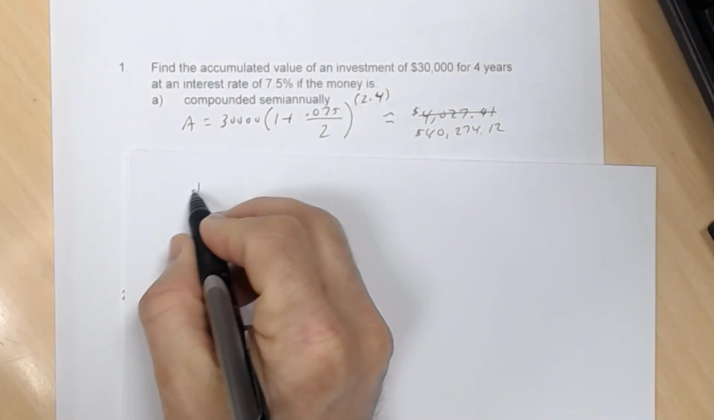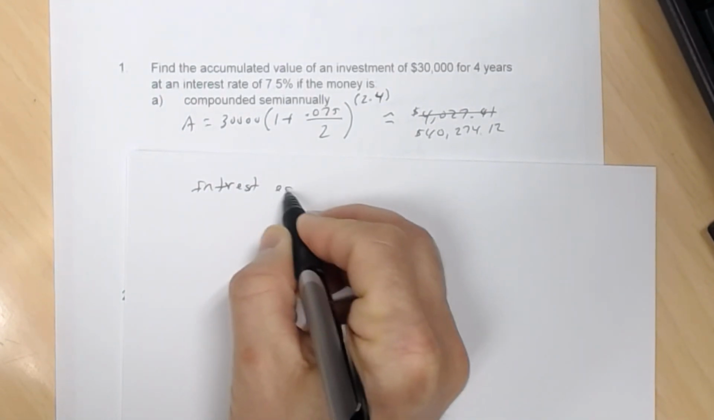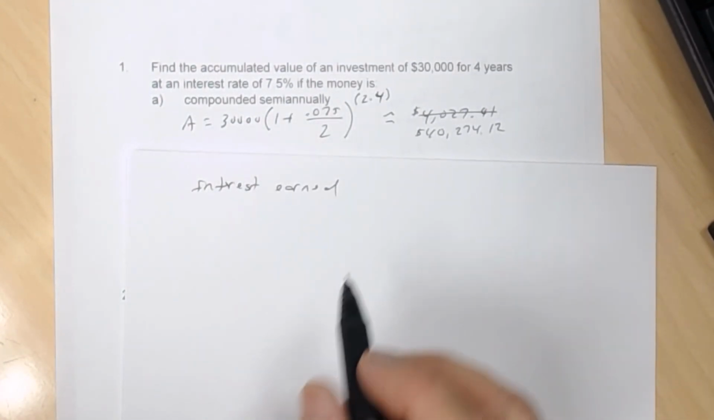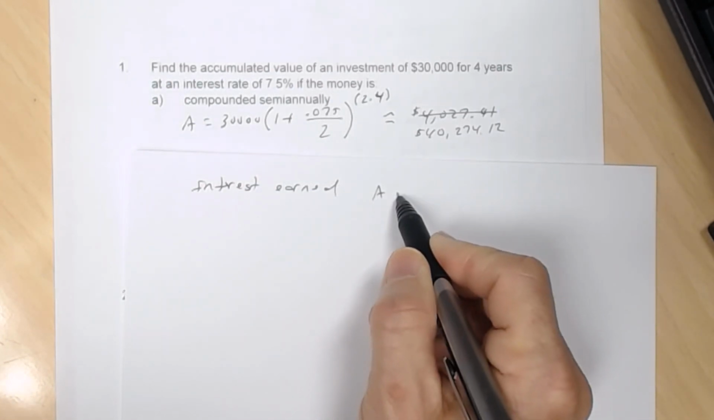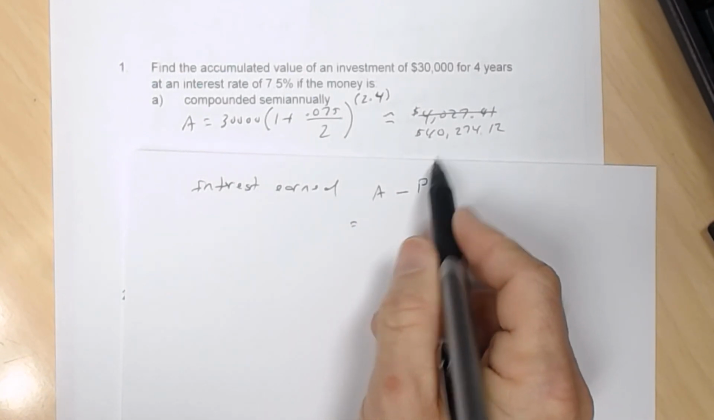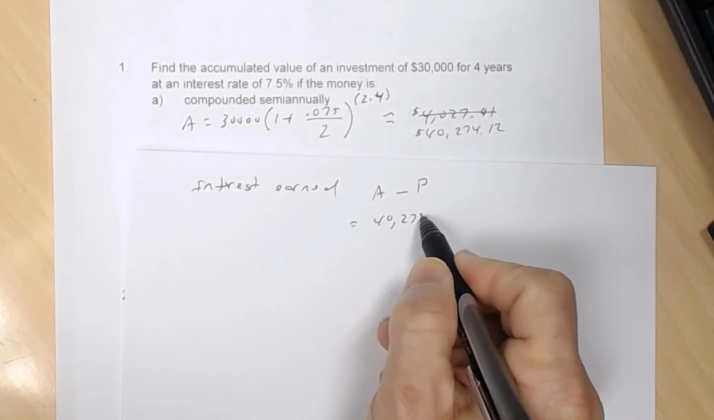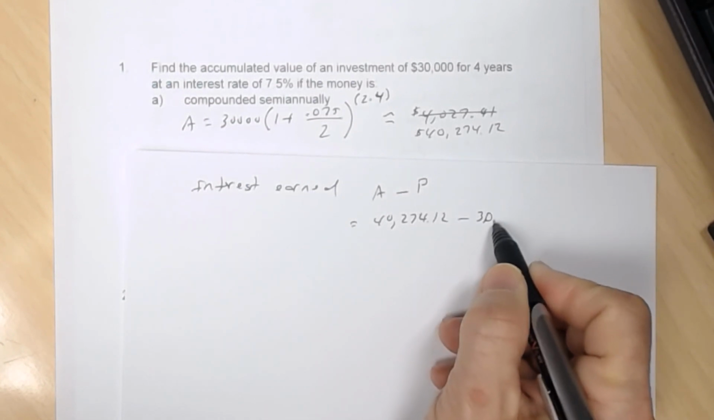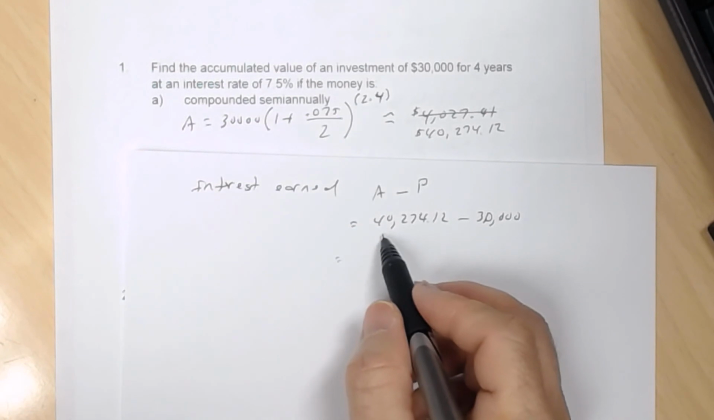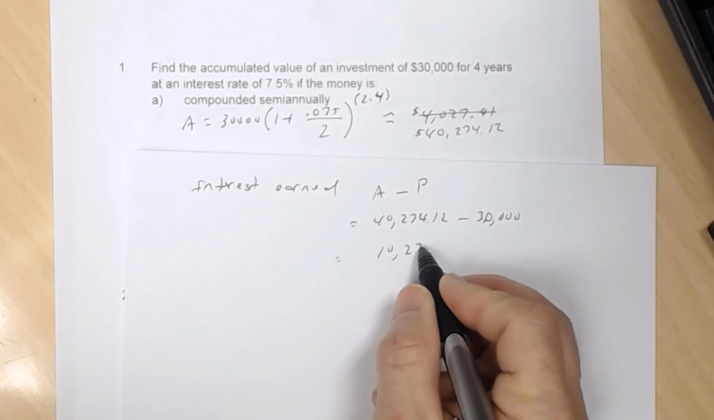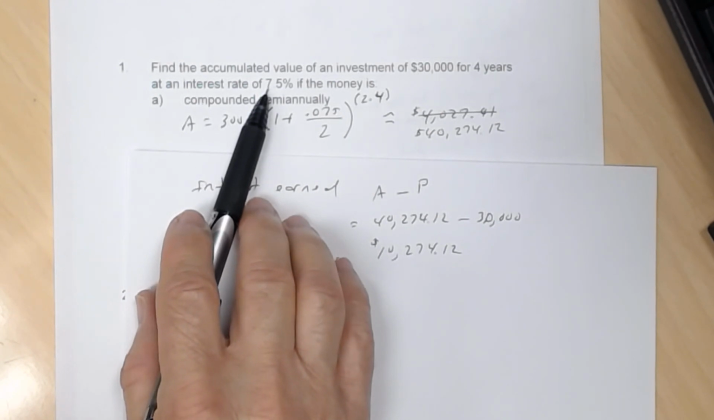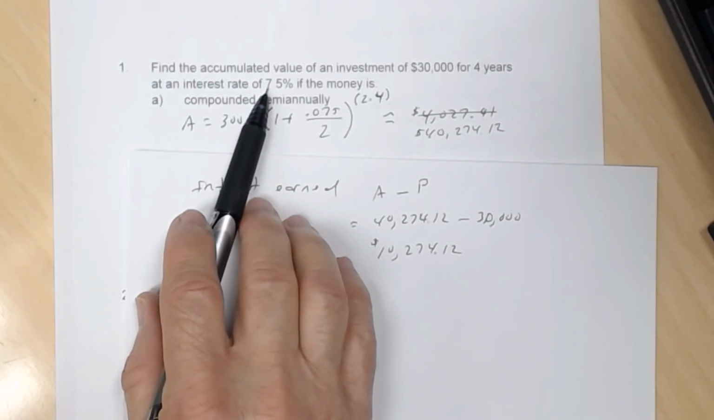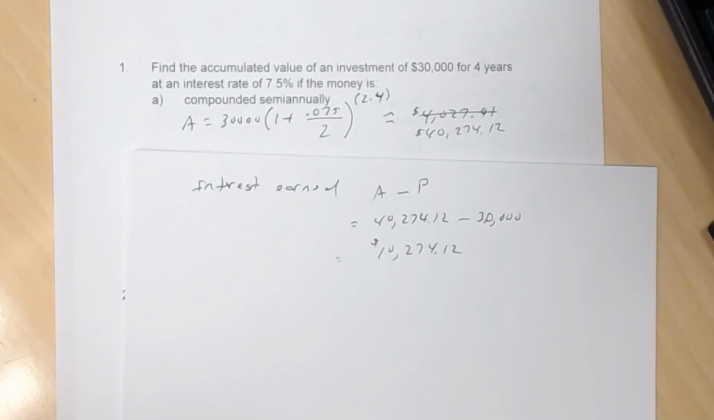If you want to know the interest earned, which I didn't ask you here, you would just take your accumulated value and subtract your principal from it. You could do this in your head, but with a calculator it's $10,274.12. So that's how much interest you earn. It's not that bad, only because that's a pretty good interest rate. The interest rate for a savings account is probably 1 point something or less.